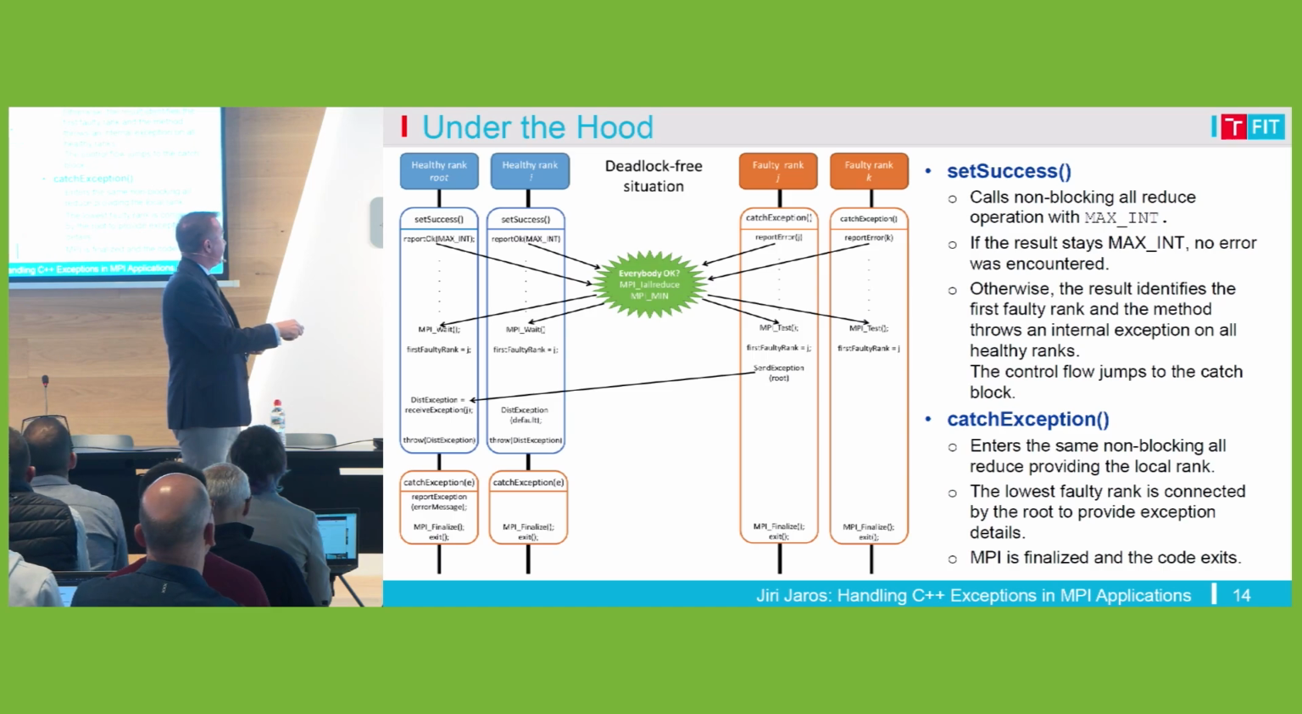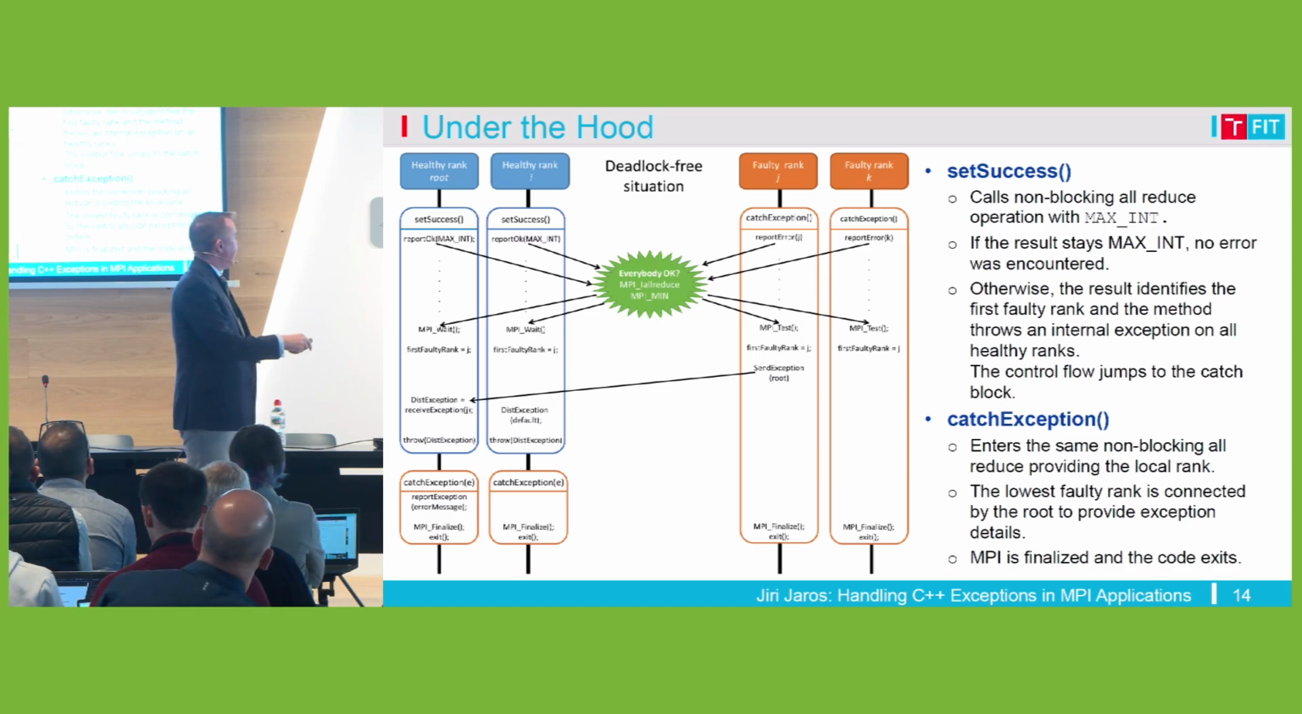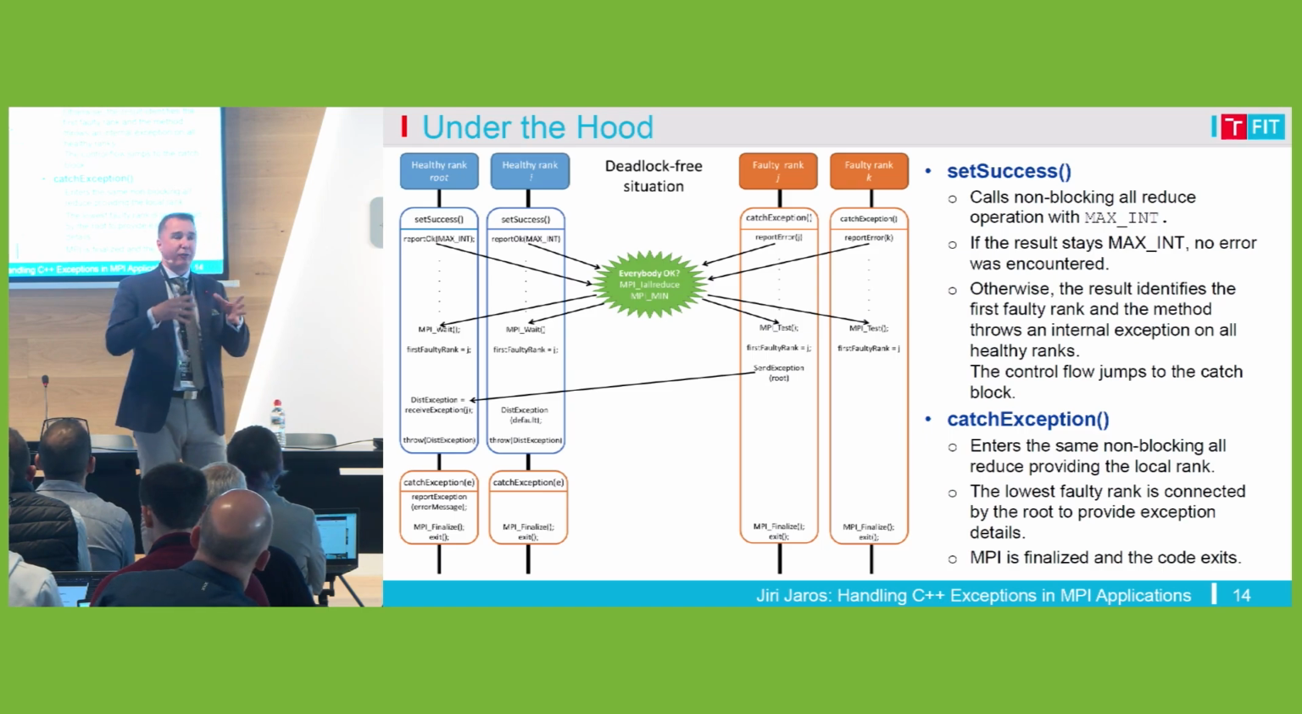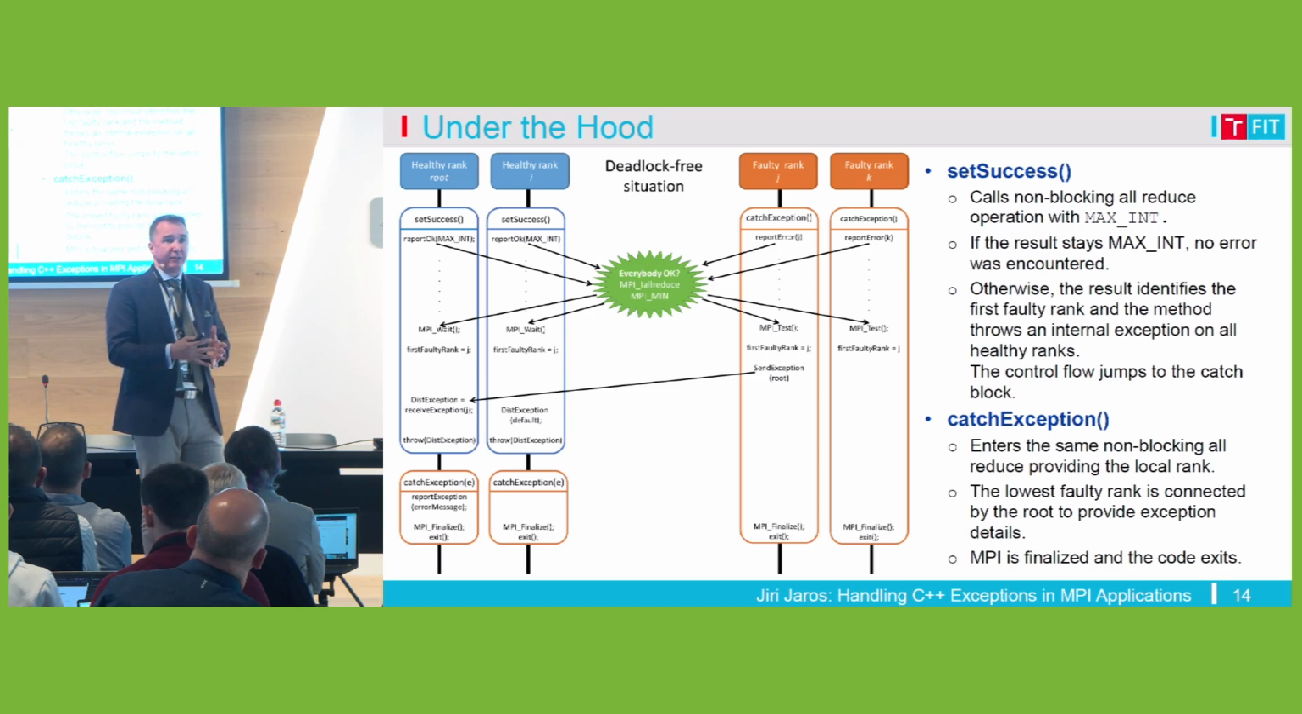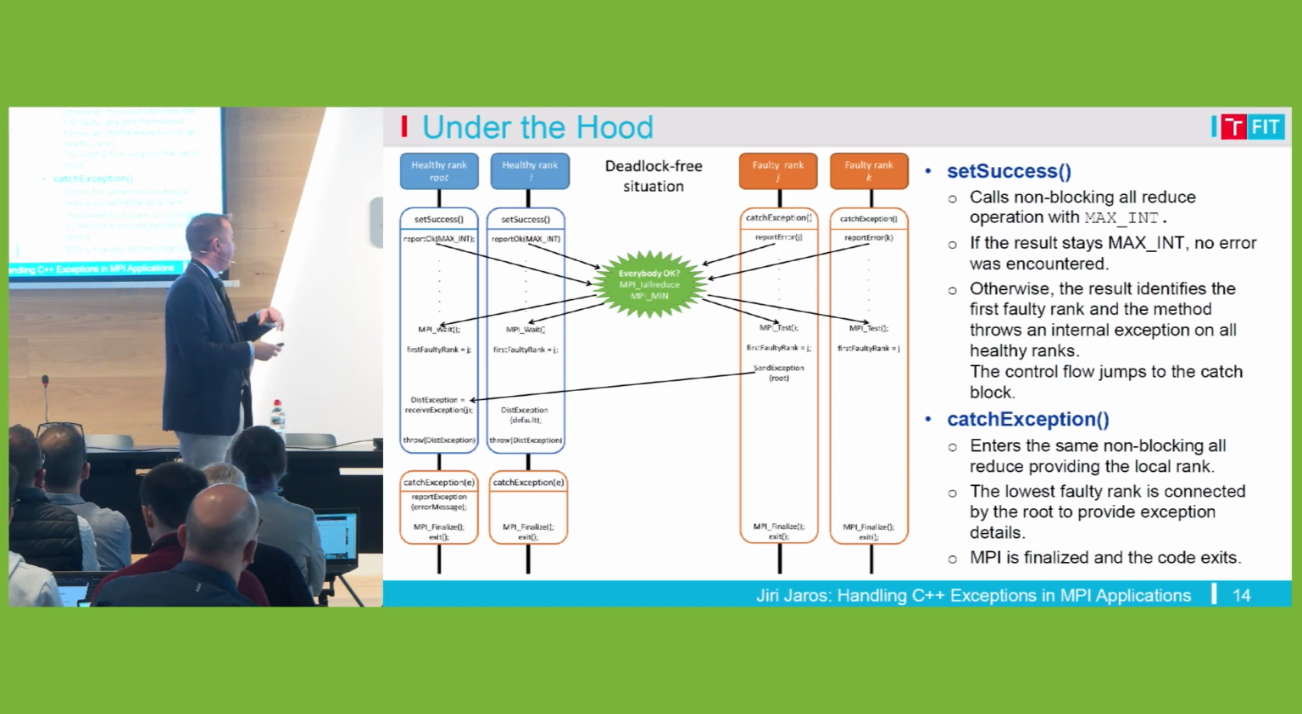So after this distributed exception, all ranks are in the catching section method, and the first rank, in this case rank number 0, will print down the error, and then it's up to you what you want to do with the code. You can recover, or you can call MPI finalize and exit the simulation.